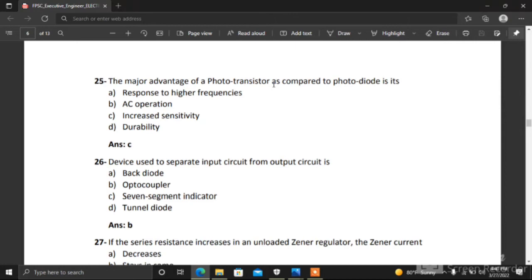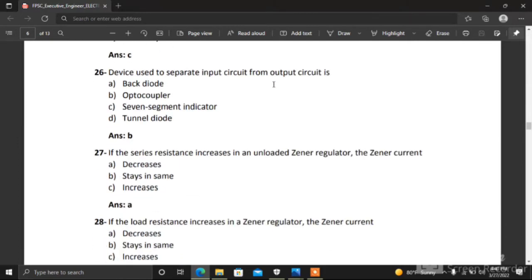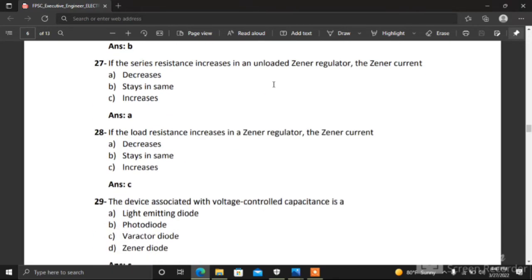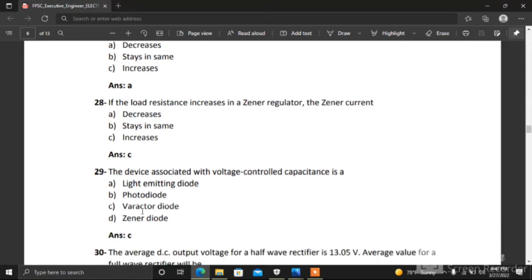Device used to separate input circuit from output circuit is, correct option is B, optocoupler. If the series resistance increases in an unloaded Zener regulator, the Zener current, correct option is A, decreases. If the load resistance increases in Zener regulator, the Zener current, correct option is C, increases. The device associated with voltage controlled capacitance is, correct option is C, varactor diode.